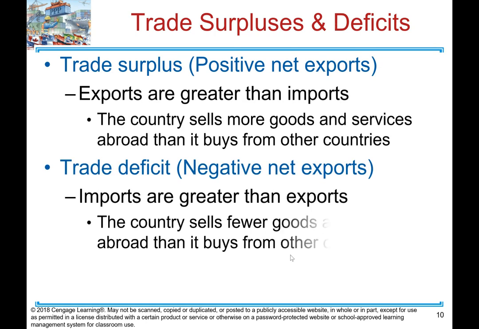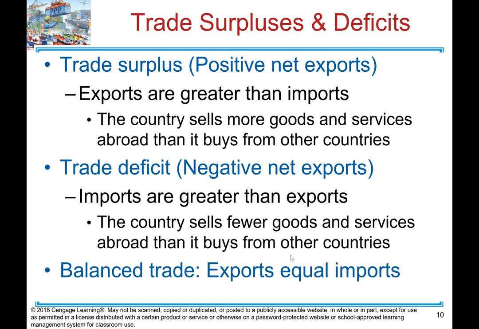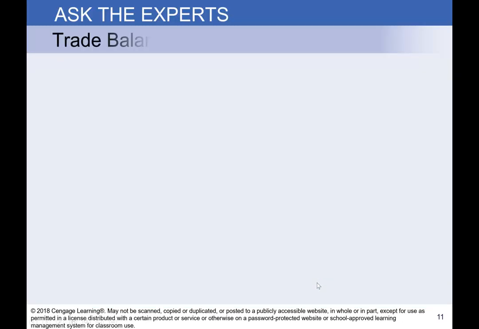Trade surpluses and deficits. A trade surplus, that is positive net exports, is a situation where exports are greater than imports. The country sells more goods and services abroad than it buys from other countries. That is a trade surplus. A trade deficit, that is negative net exports, is where imports are greater than exports. The country sells fewer goods and services abroad than it buys from other countries. Balanced trade is where exports equal imports.